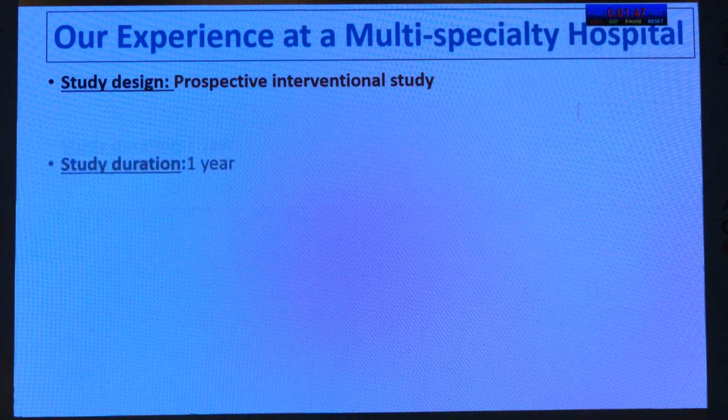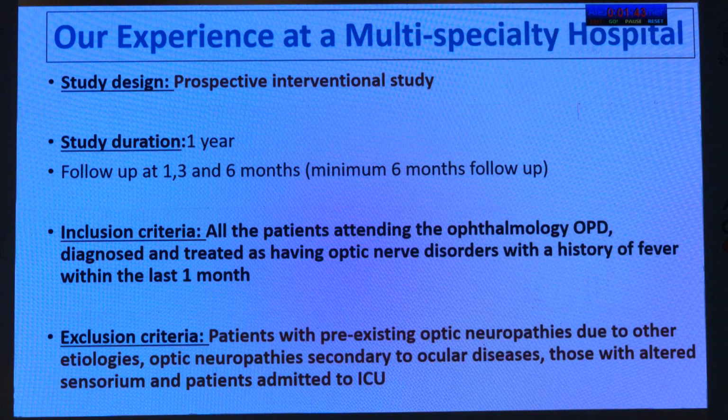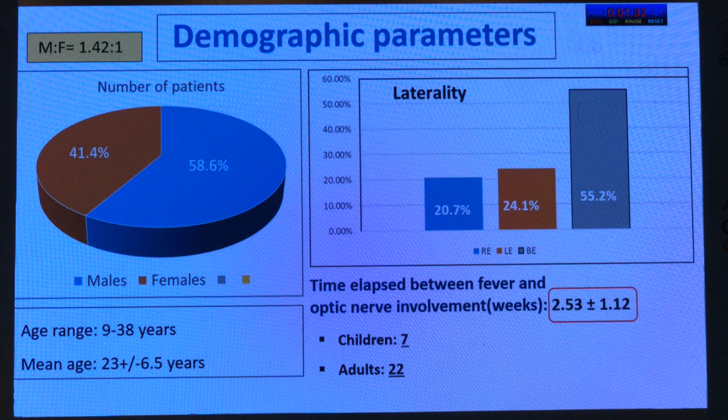So I would like to highlight our experience at a multi-specialty hospital. We did a prospective interventional study of 1 year and included all the patients who attended the ophthalmology OPD and were diagnosed as having optic nerve disorders with a history of fever within the last 1 month. There was a male preponderance in our study participants with a mean age of 23 plus minus 6.5 years. There were 7 children and 22 adults in our study participants.